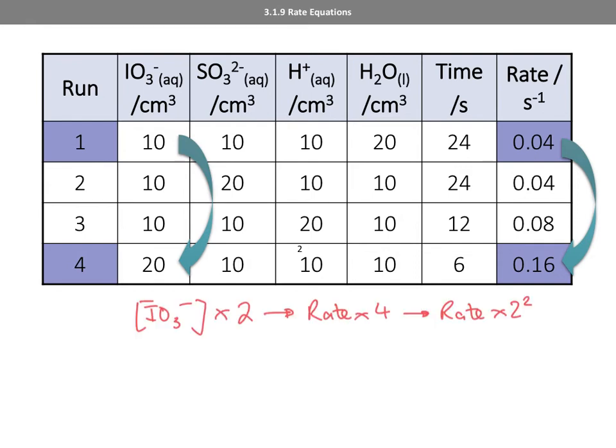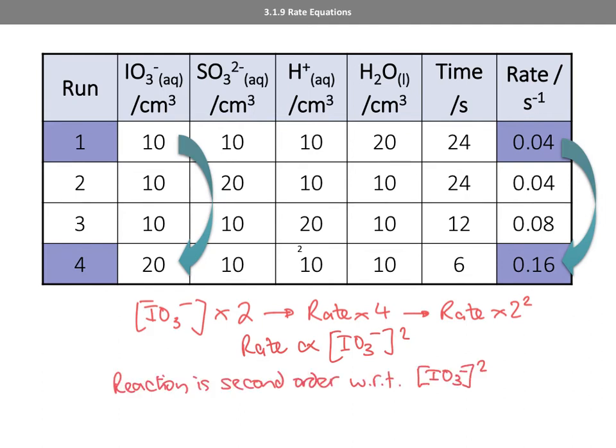Now, it helps to see the change in rate as a factor of the change in concentration. So the concentration doubled, the rate quadrupled, but in effect what that means is it was 2 squared. So I think that allows us to see, therefore, that the rate is proportional to the concentration of iodate ions squared. And so this in turn tells us that the reaction is second order with respect to iodate ions.